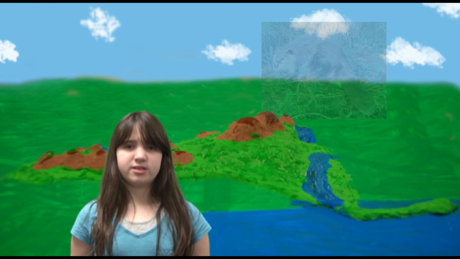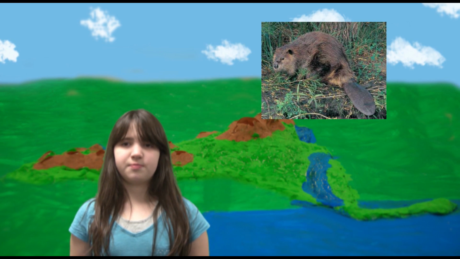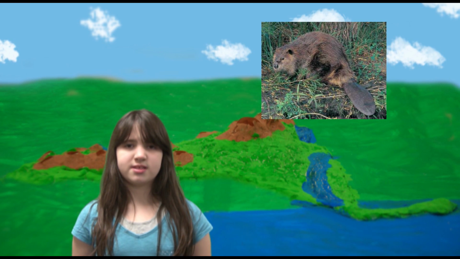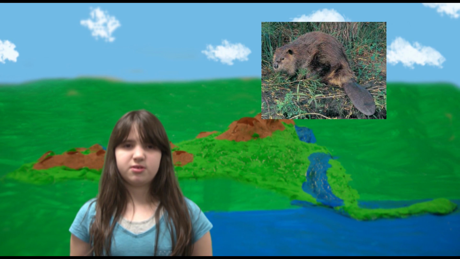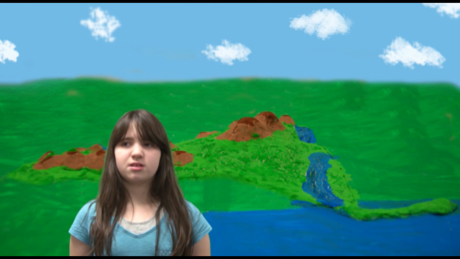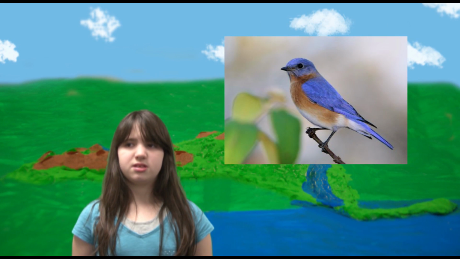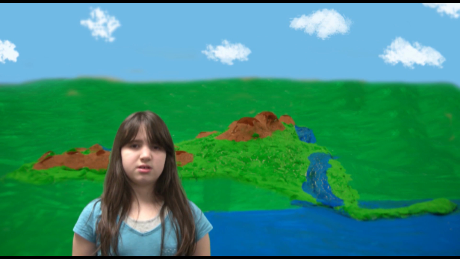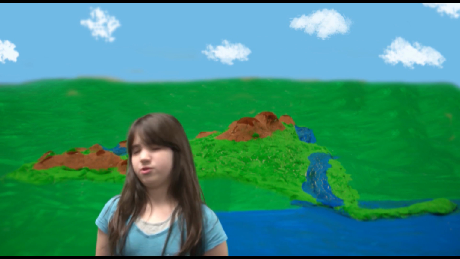The state animal is a beaver. Early settlers bought beaver skins from Native Americans and sold them abroad to make clothes and hats. The state bird is a bluebird. The state flower is a rose. The state tree is a sugar maple.